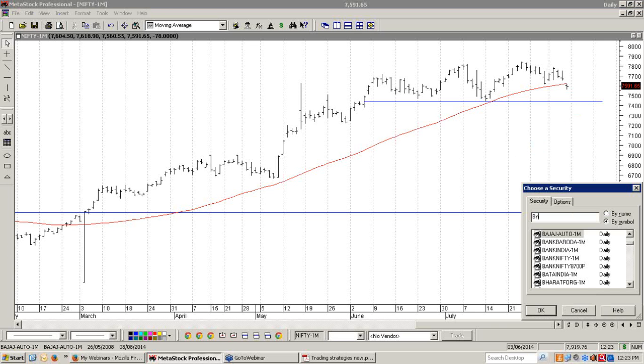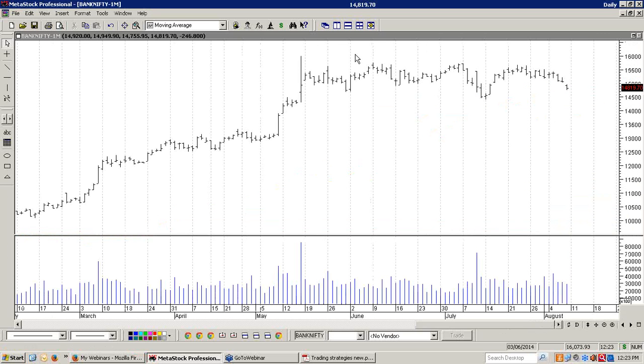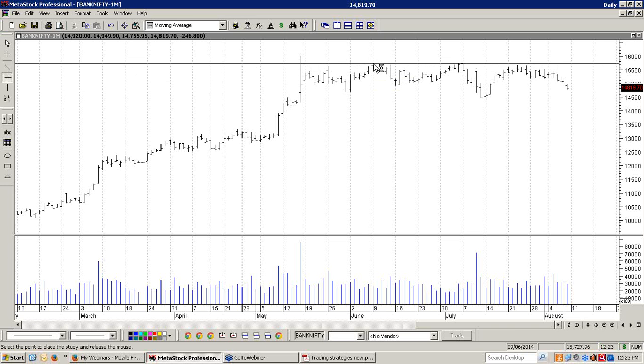Now let us move on to the Bank Nifty chart. Again, almost the same pattern is there in the Bank Nifty chart. You can see it is hovering in a very tight range for a very long time. From mid-May to the current mid-August, almost 2 months, the range is very tight for the Bank Nifty. It is almost a range of 800 to 1000 points which the Bank Nifty is trading in.